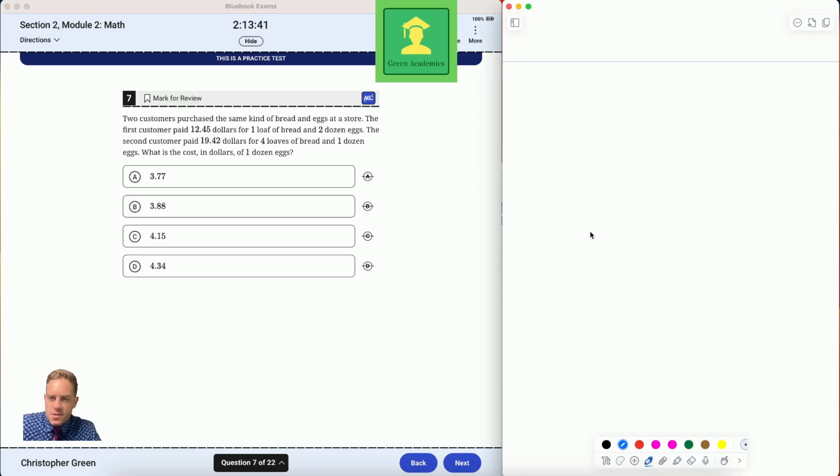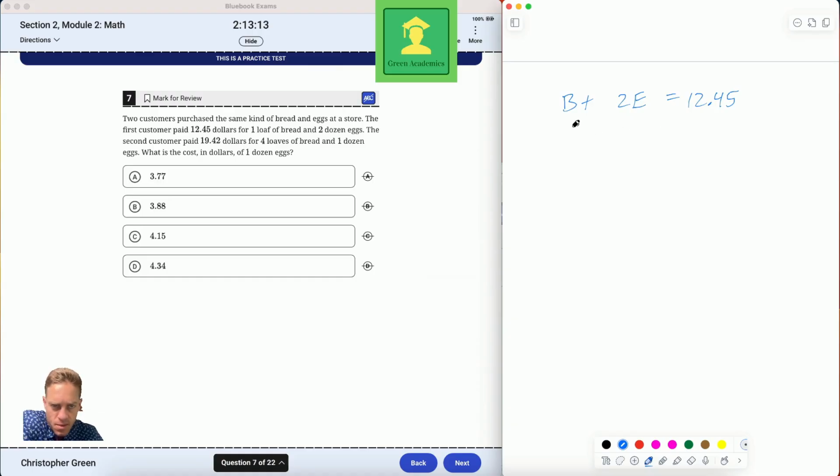Two customers purchased the same kinds of bread and eggs at a store. The first customer paid $12.45 for 1 loaf of bread and 2 dozen eggs. The second customer paid $19.42 for 4 loaves of bread and 1 dozen eggs. What's the cost in dollars of 1 dozen eggs? So I'm going to write the system, right? So I'm going to write B plus 2E, for bread and eggs respectively, being $12.45.